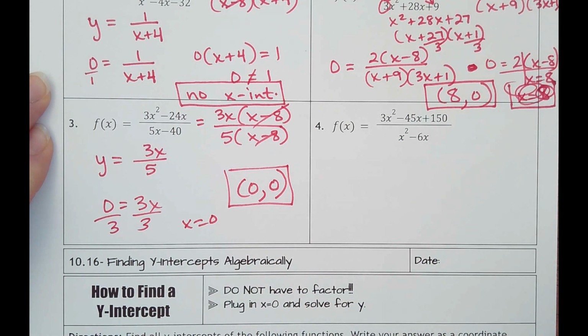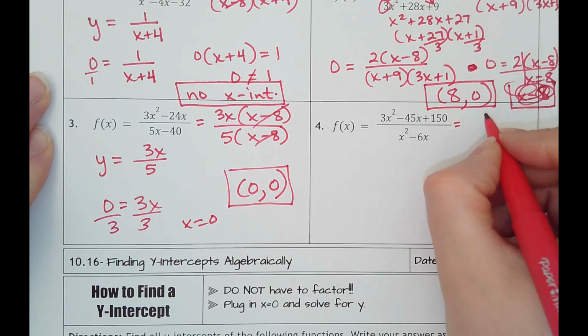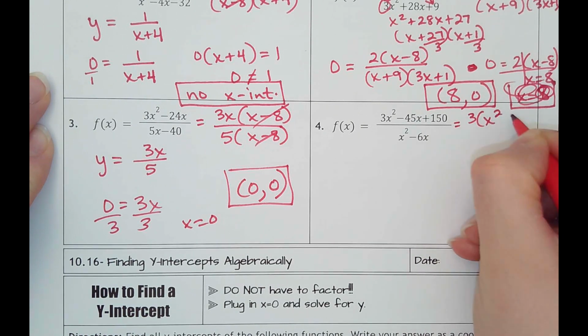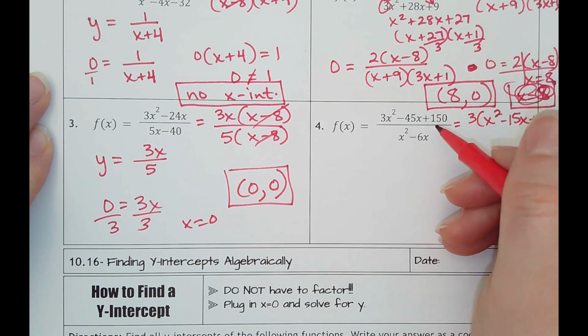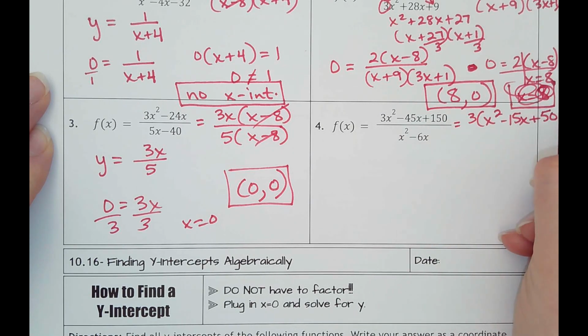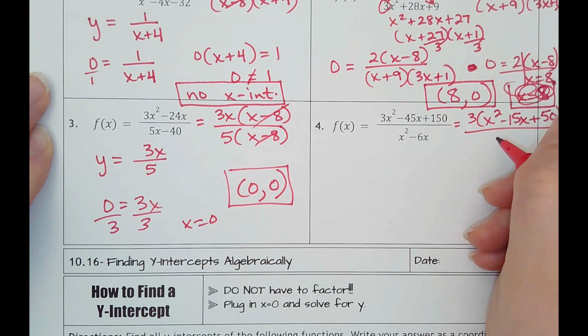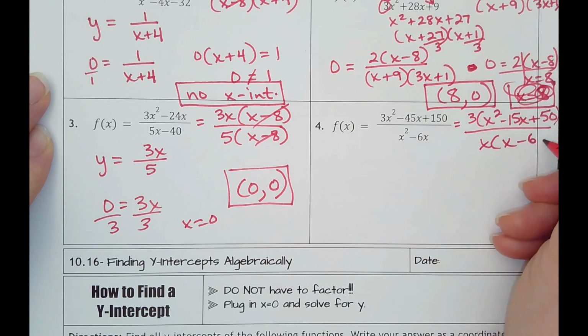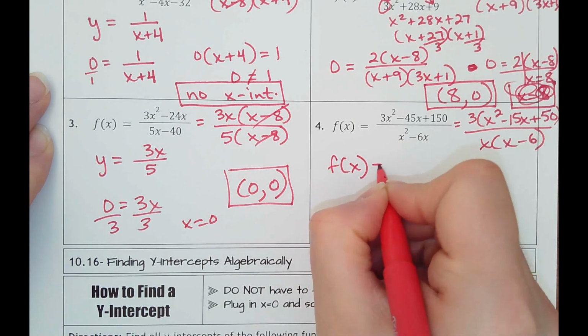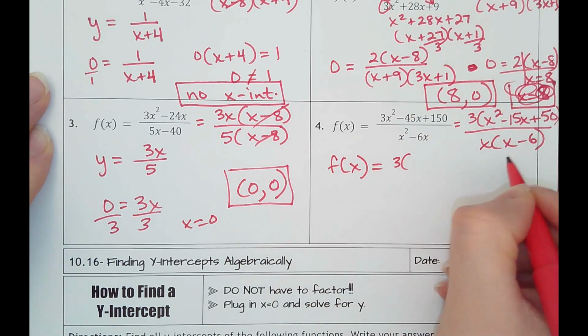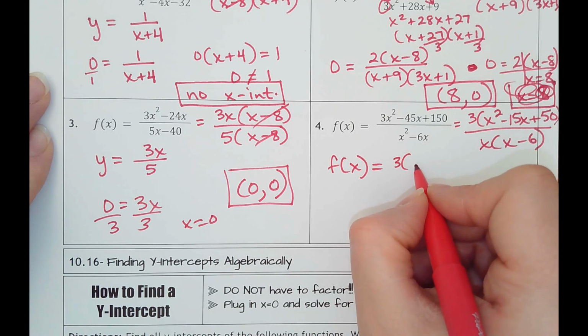And number 4, I can factor out a 3. That'd be x squared minus 15x plus 50. At the bottom, I'm going to take out an x, and that'd be times x minus 6. And then I have, that'd be negative 10 and negative 5.